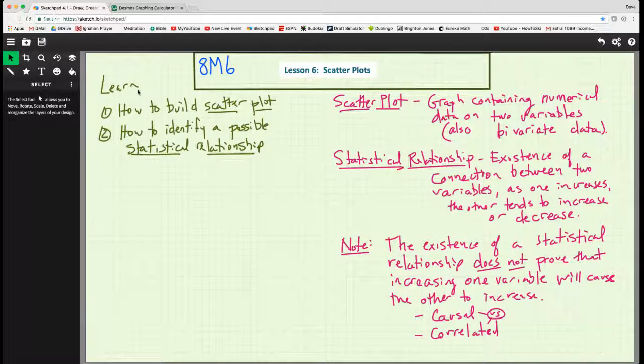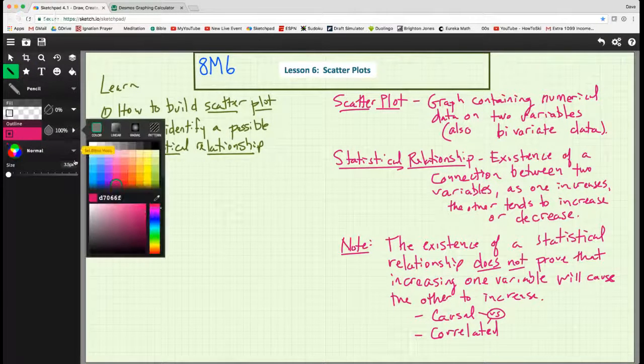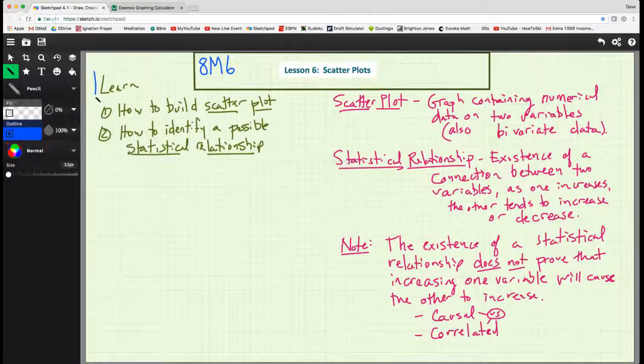Okay, so what we're going to do today is learn how to build a scatter plot, and then how to identify a possible statistical relationship in the scatter plot, or also between the two variables. So let's talk about some terms.